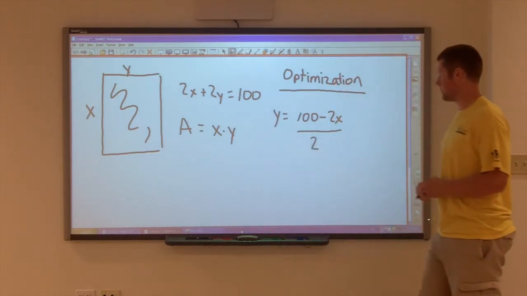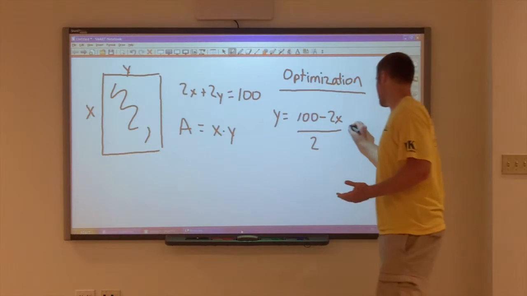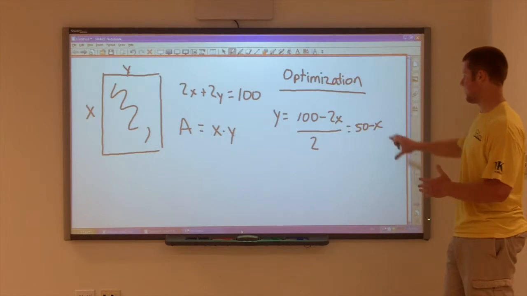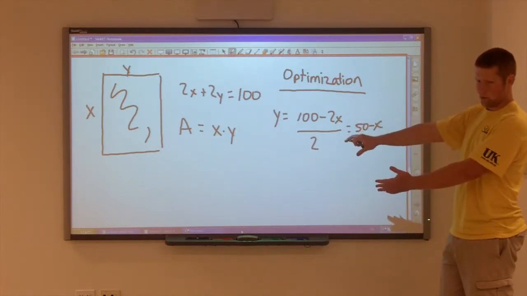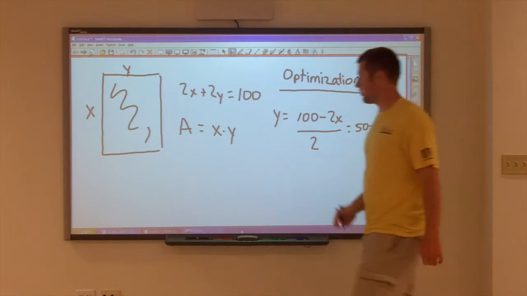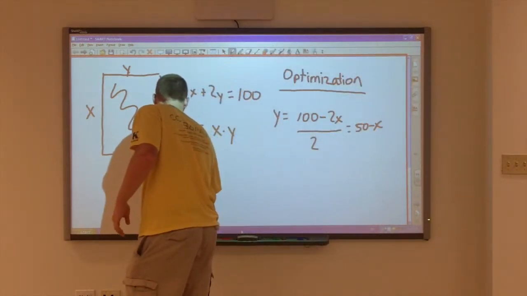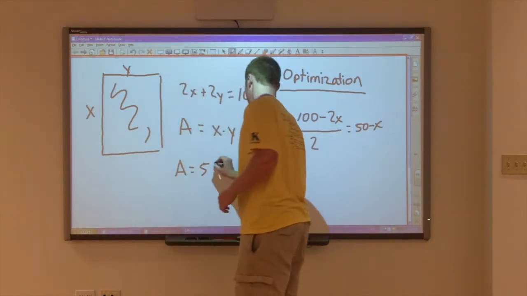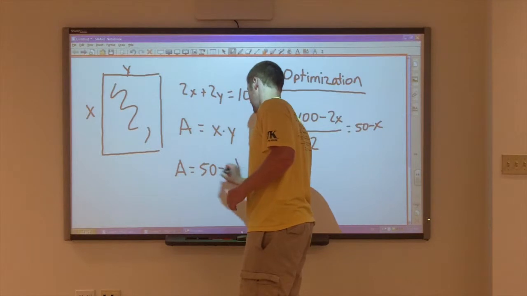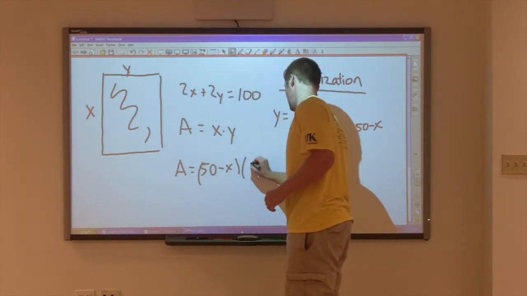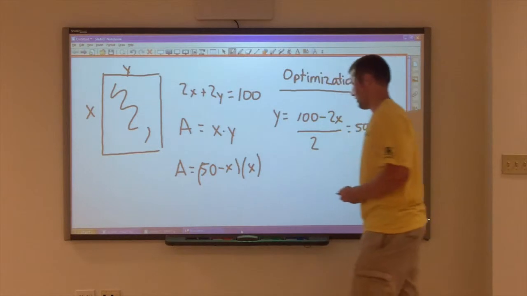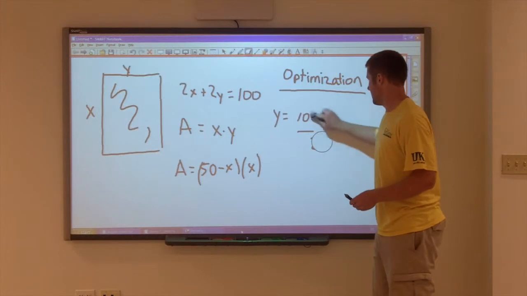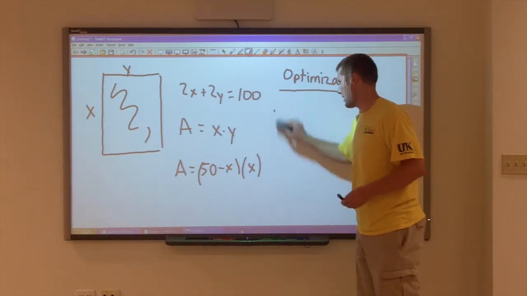So y would equal (100 minus 2x) over 2, or 50 minus x. Alright, so now we can take what y equals and plug it into our area equation. We can take the derivative and we'll be off to the races. So now our area equals (50 minus x) times x. Alright, that's great. So we can rewrite our area in terms of x. We've done that.